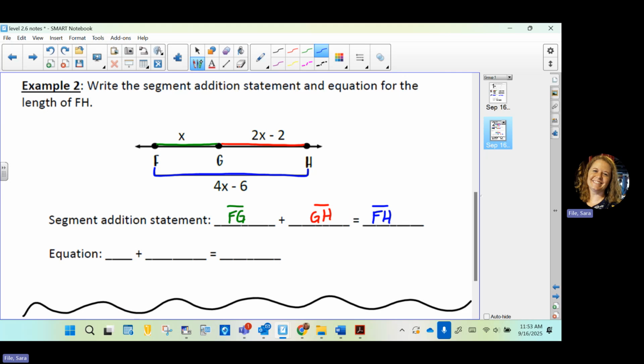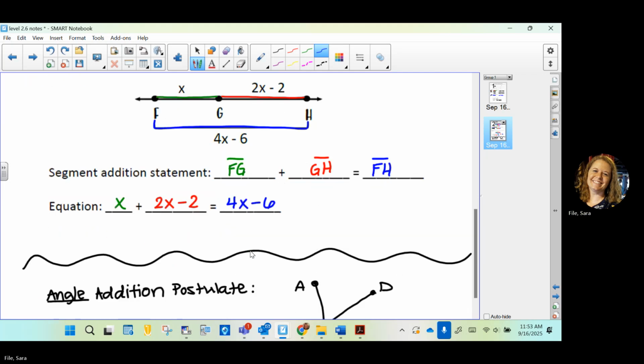So then as an equation, FG is simply X. GH is 2X minus 2. And FH is 4X minus 6. Now this can be solved. This is what we were doing with the algebraic proofs yesterday, practicing solving equations. It doesn't ask us in this example to, so I'm not going to, but you need to be able to solve that for X, because then you could find the length of each of these segments and the whole length as well.